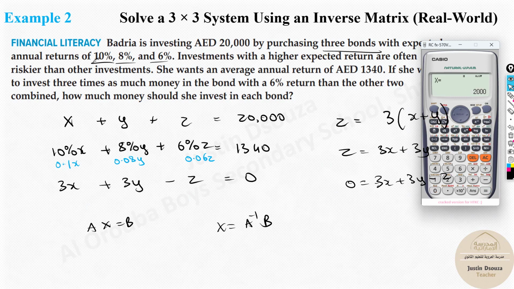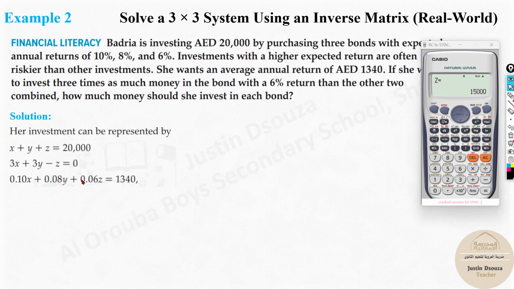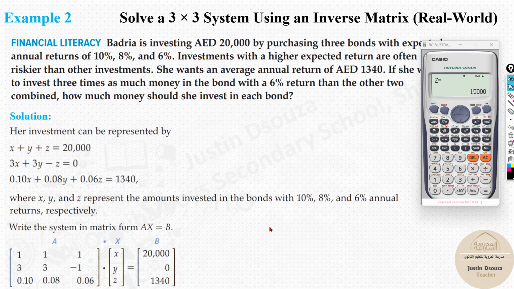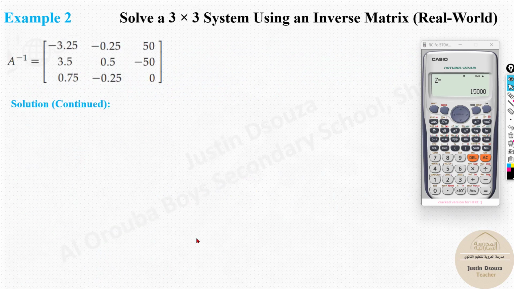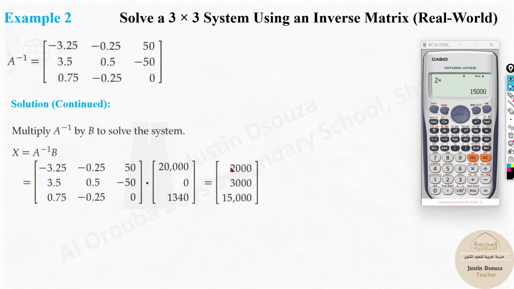So what are the answers? We are getting 2000 for x, 3000 for y, and 15,000 for the last one. So these are the equations that we have written. They have just written the third one in the second option. It's fine, you can write it any way, you'll get the same answer. And over here, they have just done the inverse. They have also used graphing calculators to find the inverse, because generally, when it's a 3 cross 3 matrix, we use a graphing calculator to find the inverse. And then when you solve it, we got the same answer: 2000, 3000, and 15,000.